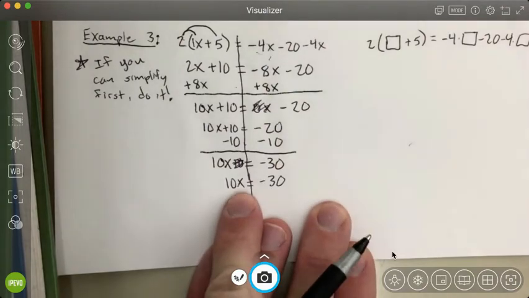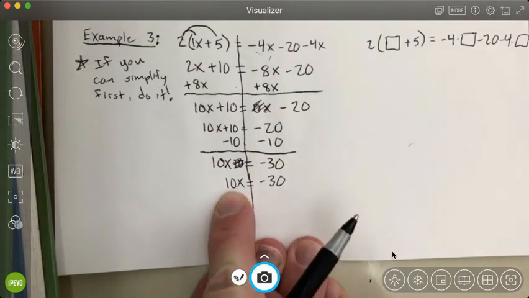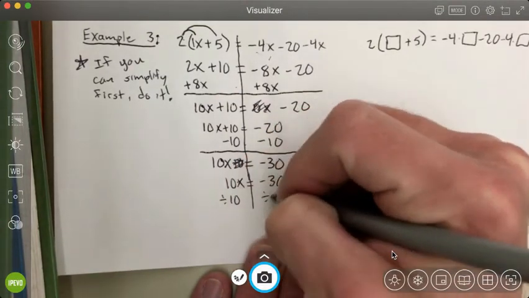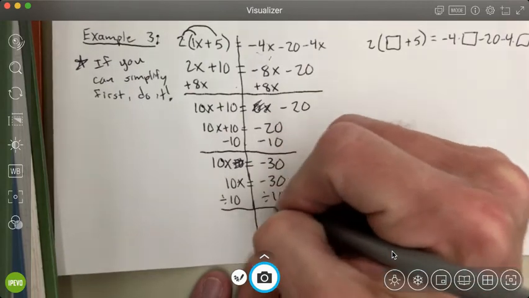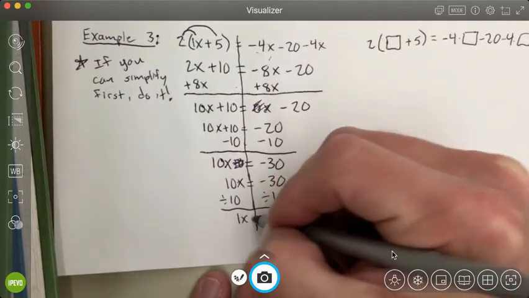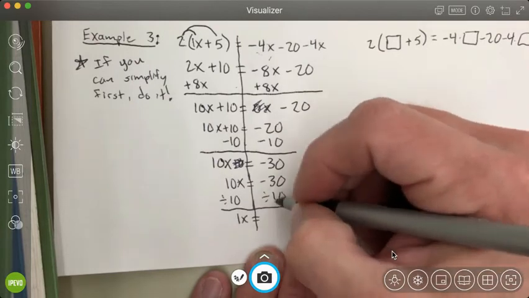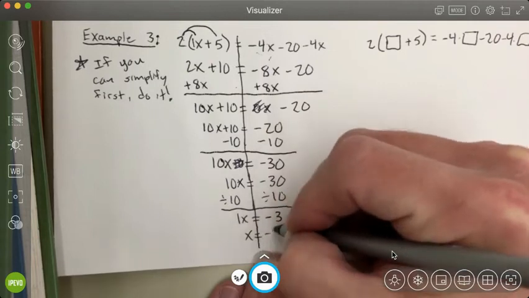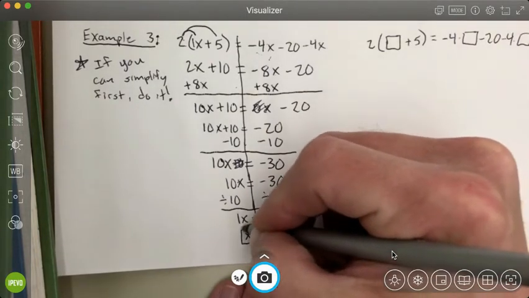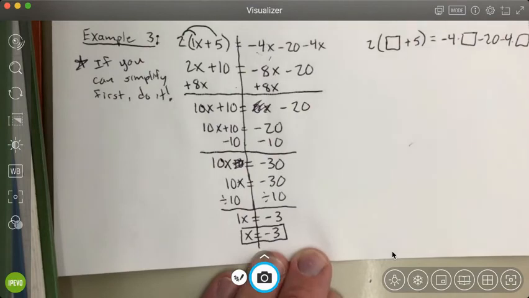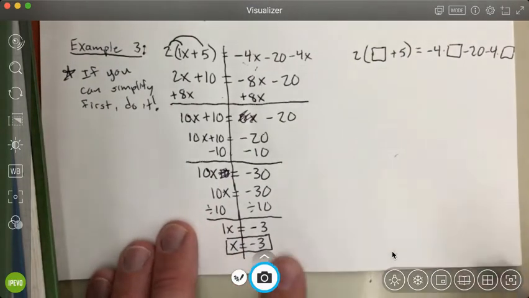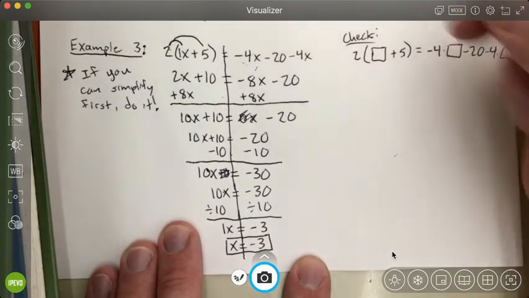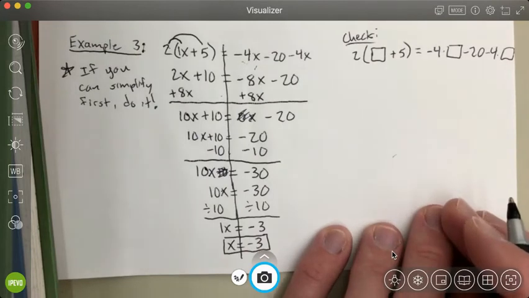But remember, I want to know what 1x is, or just x. And so 10 times x, the opposite, is going to be to divide by 10. So that'll be 1x equals, a negative divided by a positive will be negative. And so my claim is that x is going to equal negative 3. All right. So once again, I'm writing every step. When you're doing this, you might skip certain steps. That's okay, as long as you're following all properties.